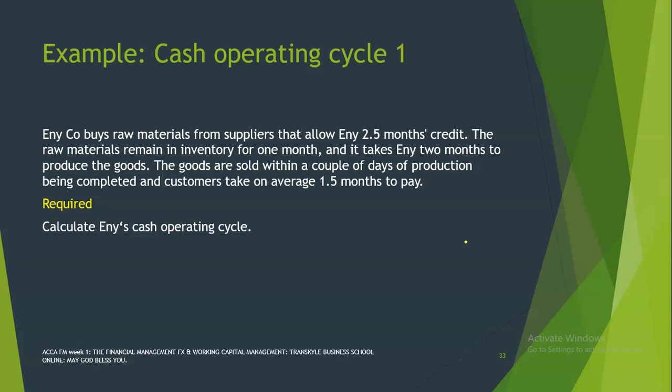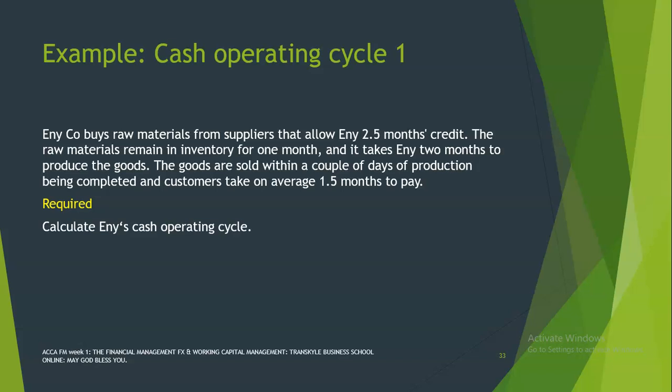Let's do an example. Any company buys raw materials from suppliers that allow Any 2.5 months credit. The raw materials remain in inventory for 1 month, and it takes Any 2 months to produce the goods. The goods are sold within a couple of days of production being completed, and customers take on average 1.5 months to pay. Calculate Any's cash operating cycle.